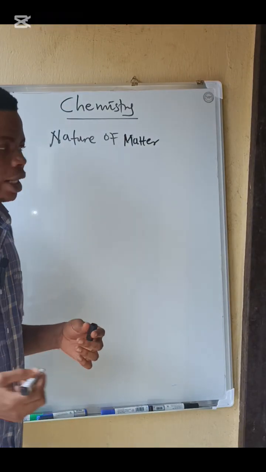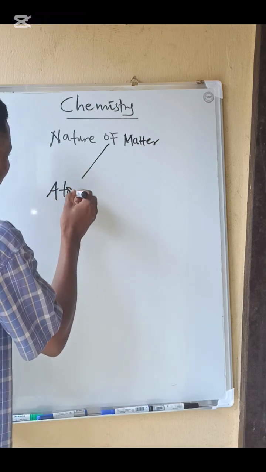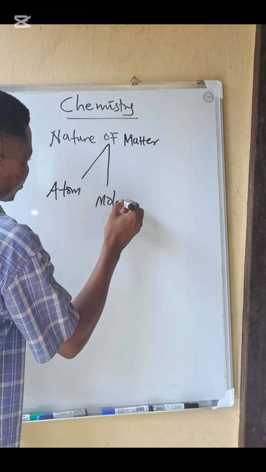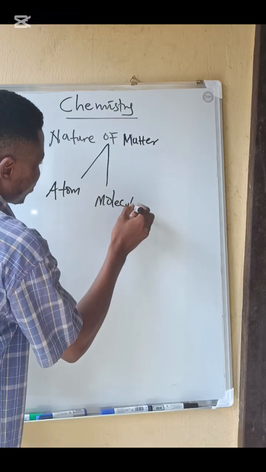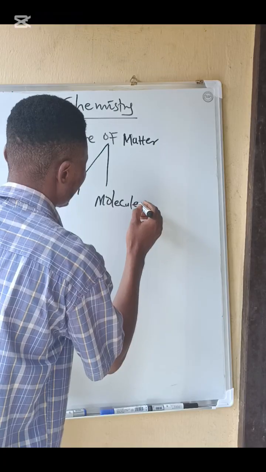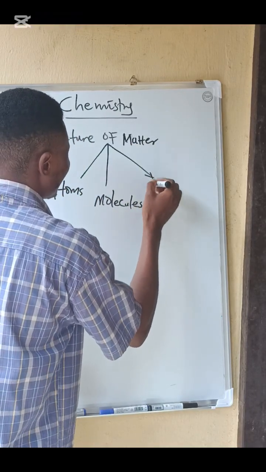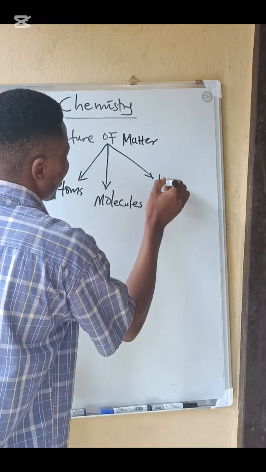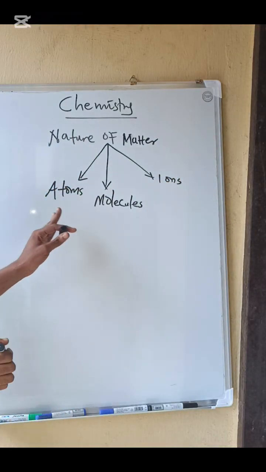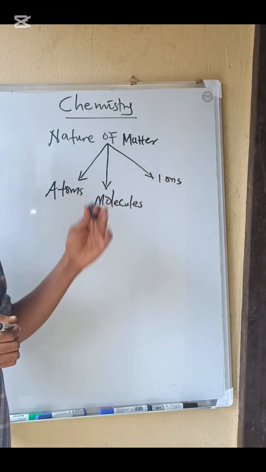Whenever we are talking about matter, we are considering atoms, molecules, and also ions. So these are the three subparticles that make up matter.